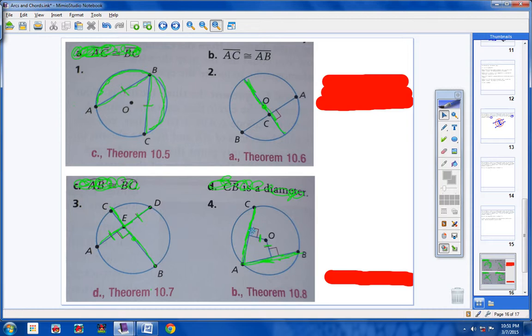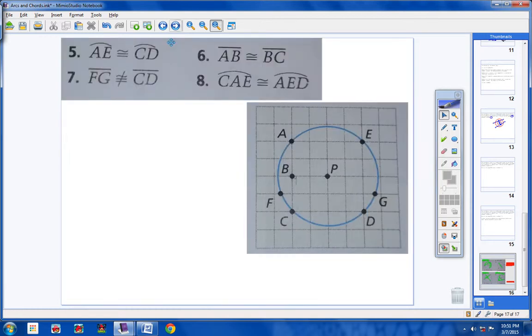Alright, the directions say for 5 through 8 to use the diagram of circle P to explain why this statement is true. So let's start off with number 5, okay? Why is 5 true? AE is congruent to CD. I mean, how do I know that? They don't give me any measurements. How do I know that?